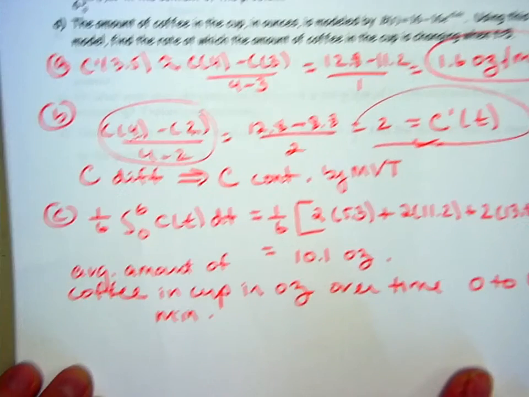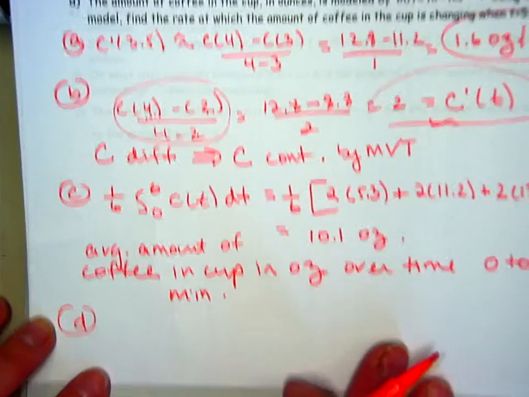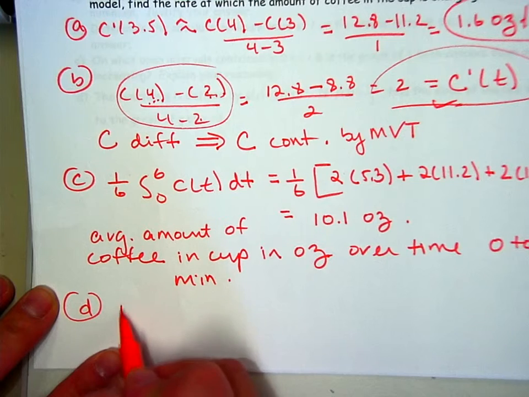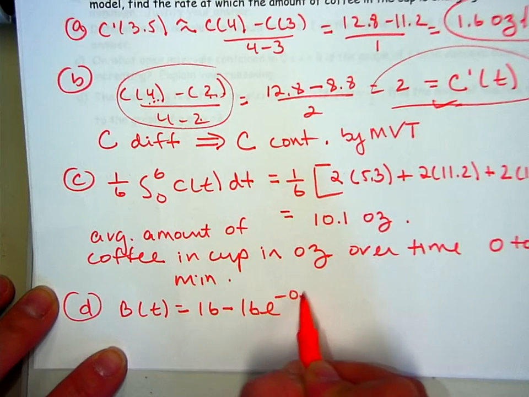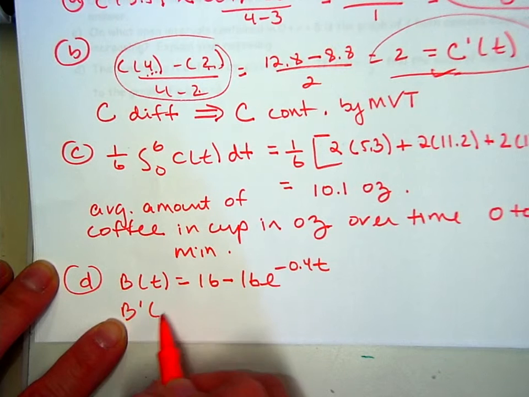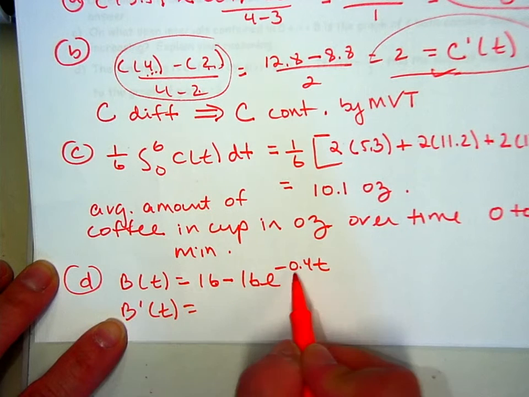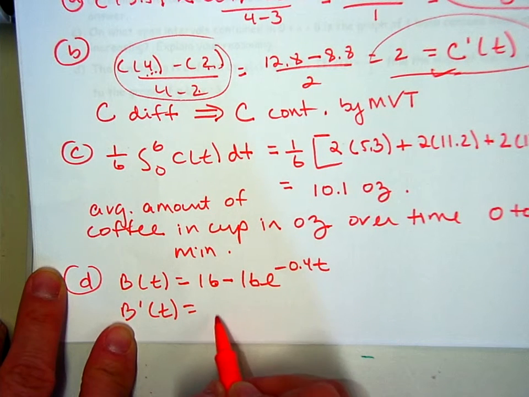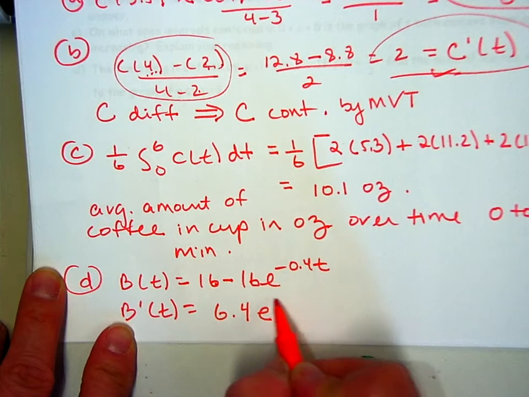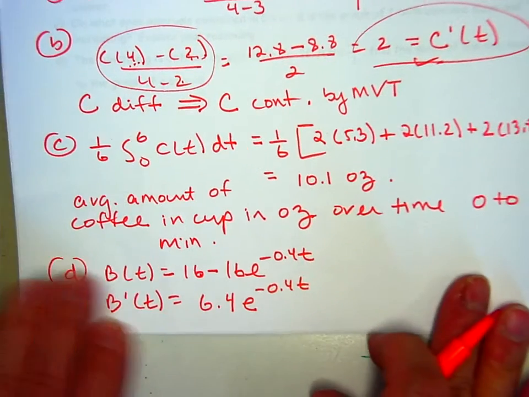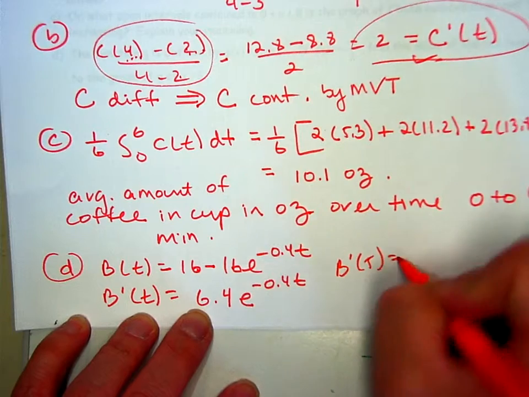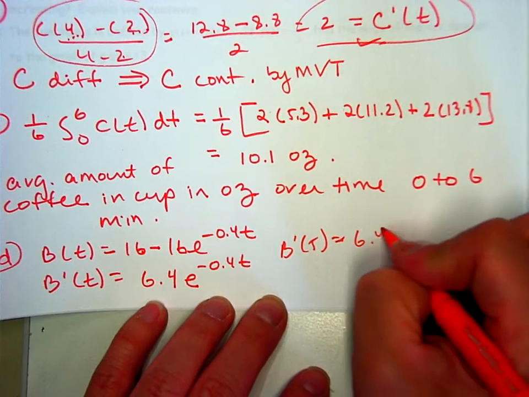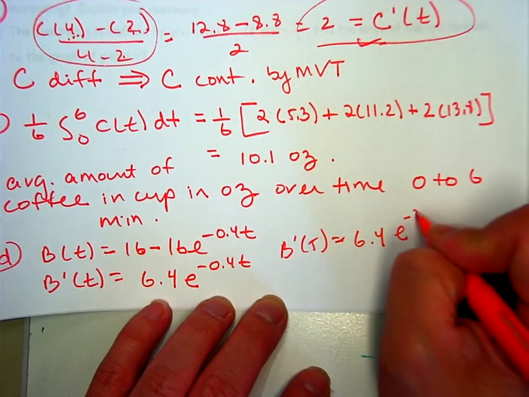Lastly, part D, they just want you to come up with the derivative at 5. So if b of t is 16 minus 16 e to the negative 0.4 t, the derivative of this piece becomes 0. Bring down the negative 0.4, which is 6.4. So this is my derivative, and they just want you to plug in 5. So if I plug in 5, you get 6.4 e to the negative 2, and that would be ounces per minute.